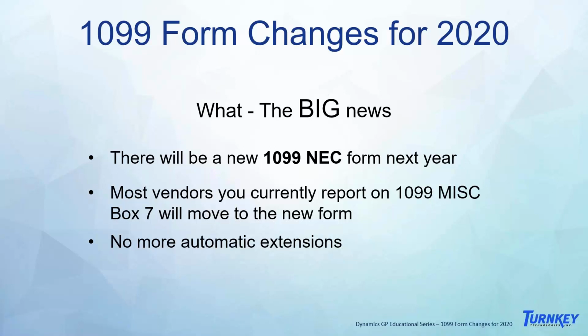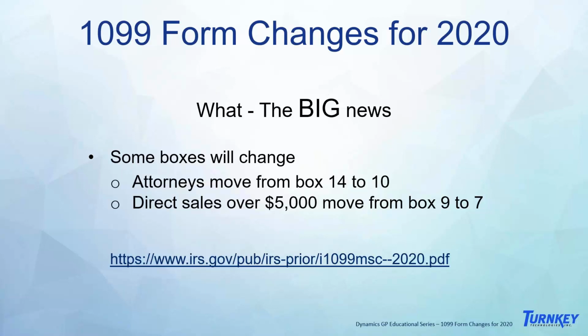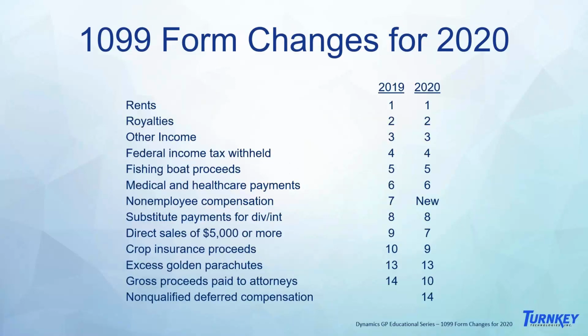So we're getting a new form. Also, some boxes are going to change. Obviously, box 7 is going to move to a new form. So the other boxes are going to flip around a little bit. Attorneys are going to move from box 14 to box 10, and direct sales over $5,000 move from box 9 to box 7. Crop sales will move. Let's look at those. Here's a list of the different line items. So you can see 1 through 6, rents, royalties, other income, federal income tax withheld, fishing boat proceeds, and medical payments are all the same year over year.